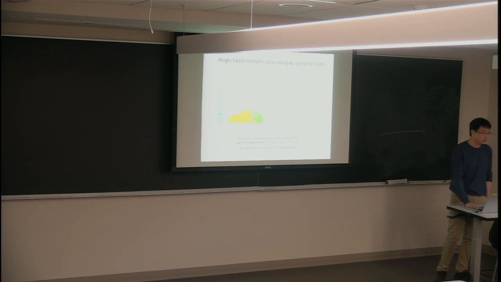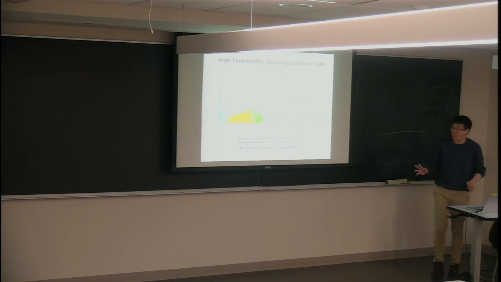Let me just make sure. Below this curve is the superconductivity ground state. Below this curve it's superconducting. And then above you call it high field? Yes. And what's the low field ground state? It's superconductivity. Okay.